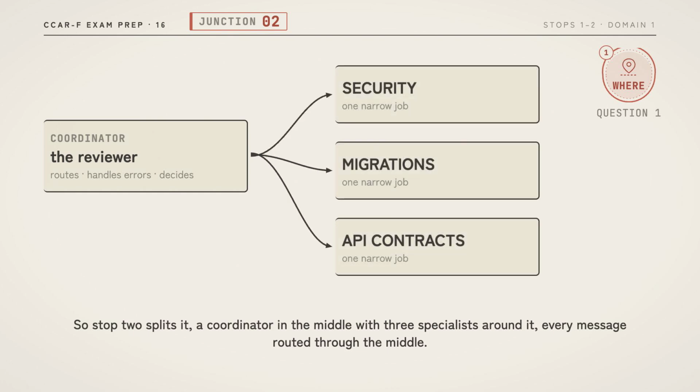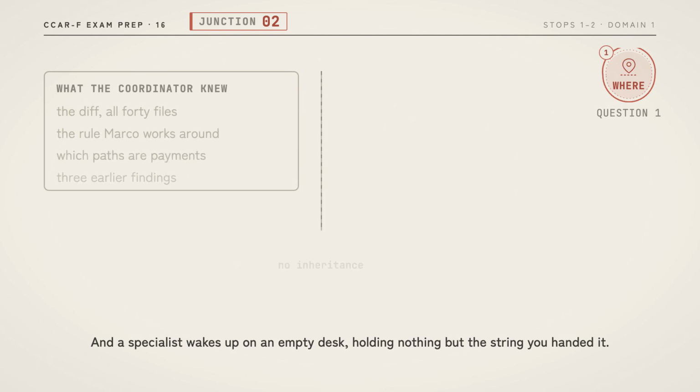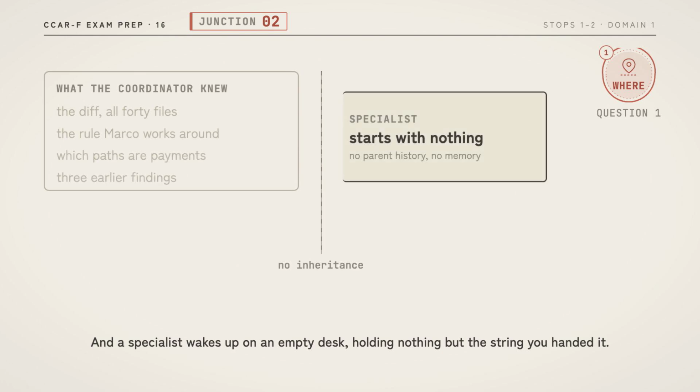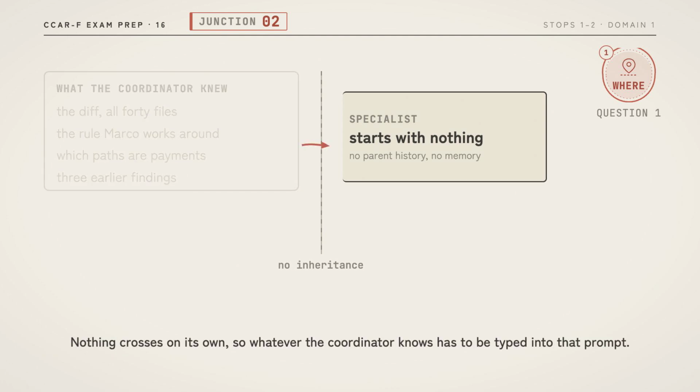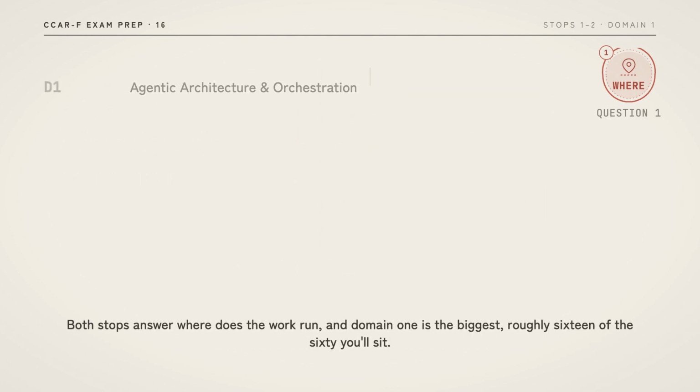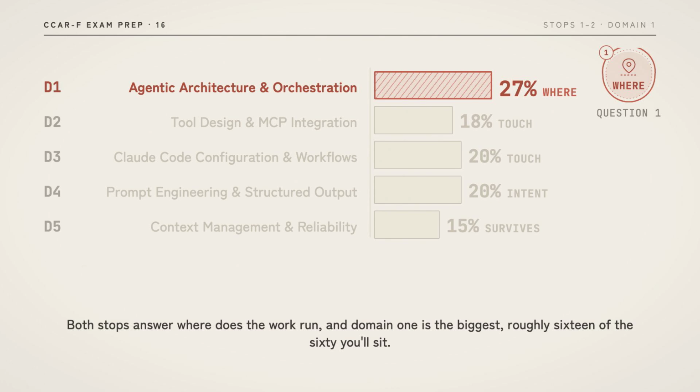A coordinator in the middle with 3 specialists around it, every message routed through the middle. And a specialist wakes up on an empty desk, holding nothing but the string you handed it. Nothing crosses on its own, so whatever the coordinator knows has to be typed into that prompt. Both stops answer where does the work run, and domain 1 is the biggest, roughly 16 of the 60 you'll set.